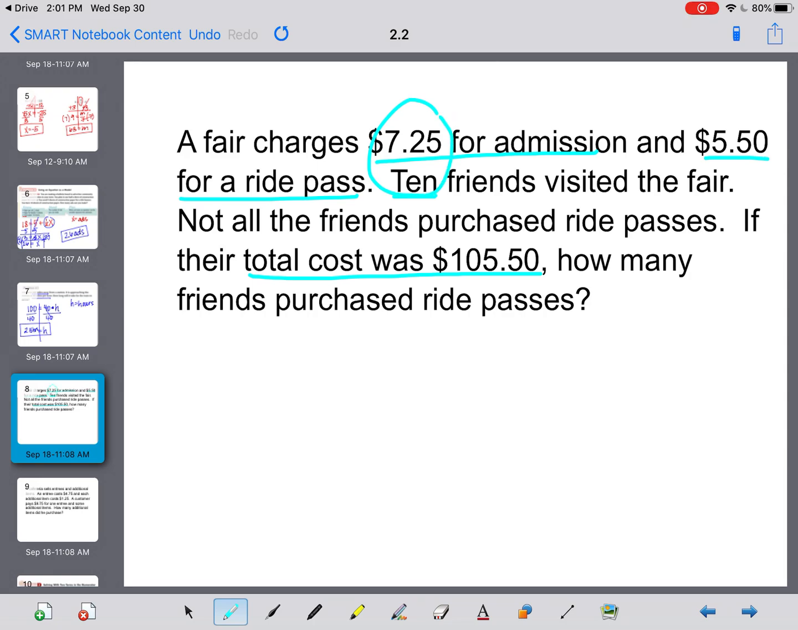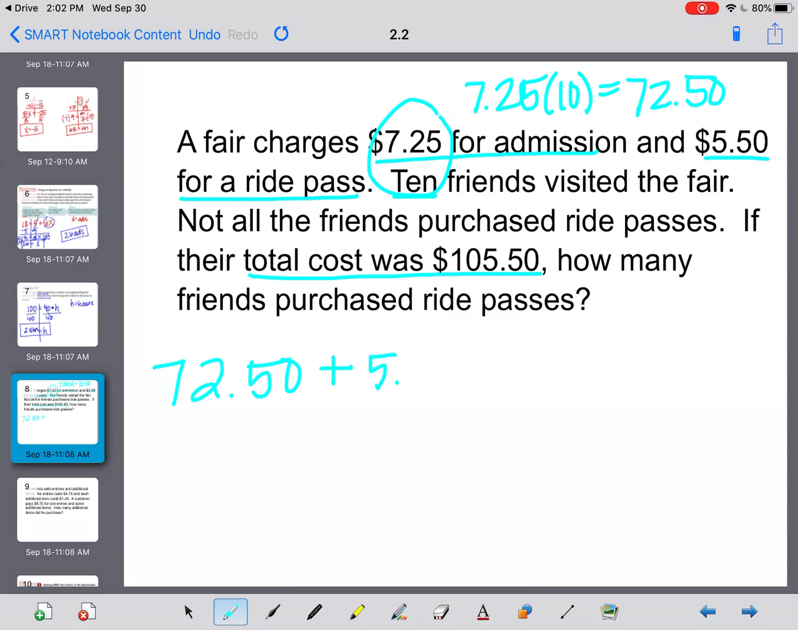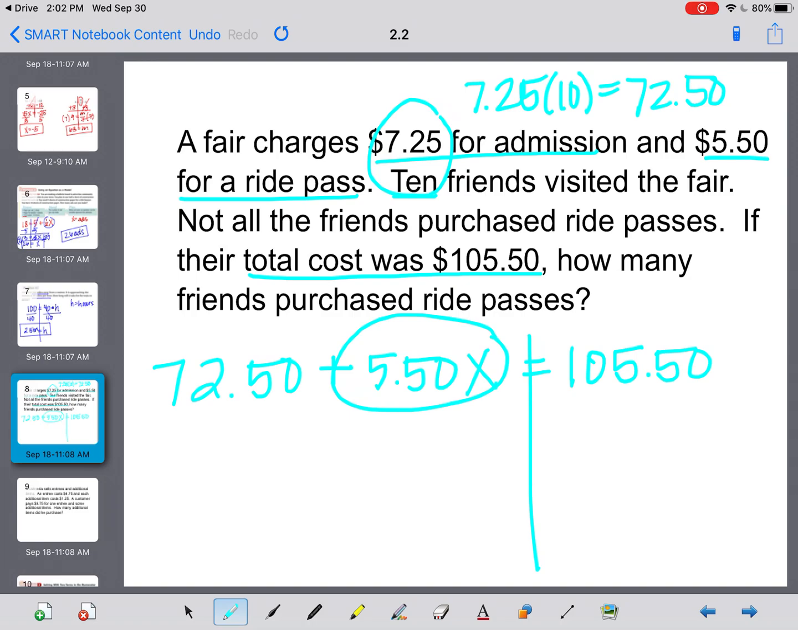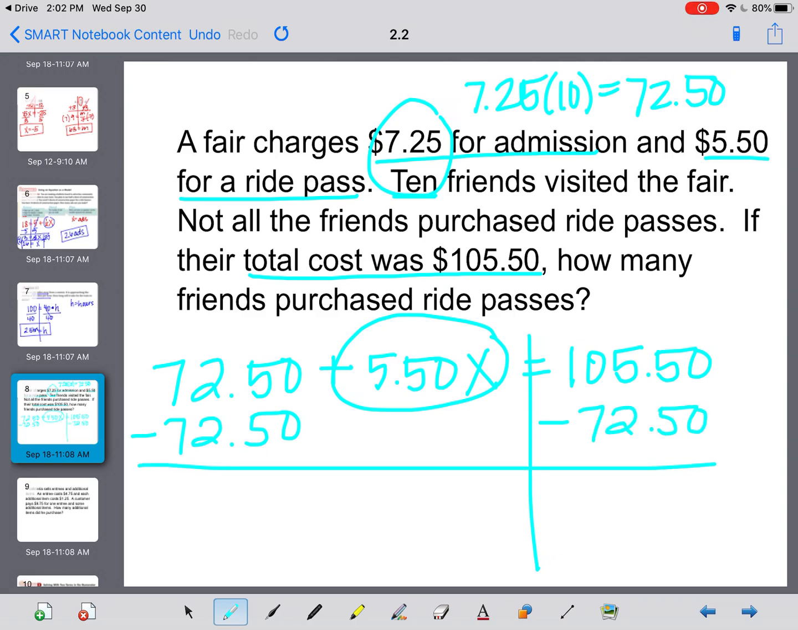Okay, if 10 friends went and all had to pay admission, I should be able to figure out how much was spent on admission. $7.25 times 10 friends means that $72.50 of their total was just for admission. So we know they paid $72.50 to get in. Plus, they bought ride passes that were $5.50, but we don't know how many. All we do know is that their total bill was $105.50. Okay, so we have this couple right here, and we're going to get rid of, so subtract, this third wheel.